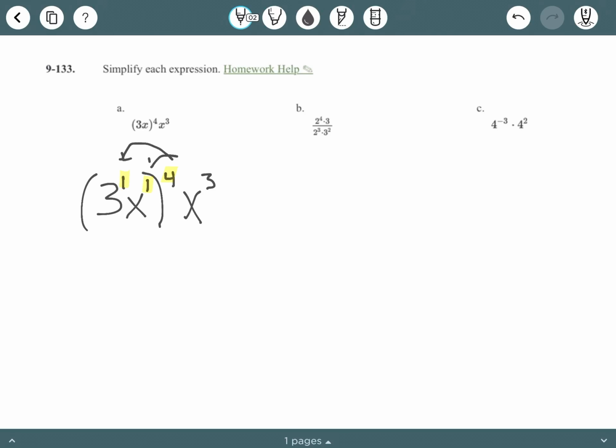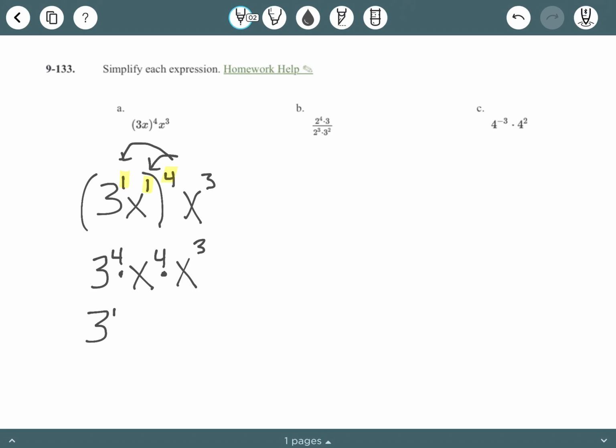So what we are going to have is 3 to the 1 times 4th power. So 1 times 4 is 4, so we have 3 to the 4th. X to the 1 times the 4th power, which 1 times 4 again is 4. And then we're going to bring down our x to the 3rd. So keep in mind, when these terms are mushed together like this, really there's multiplication in between each term. It's just implied. So we can actually take this one more step further to simplify.